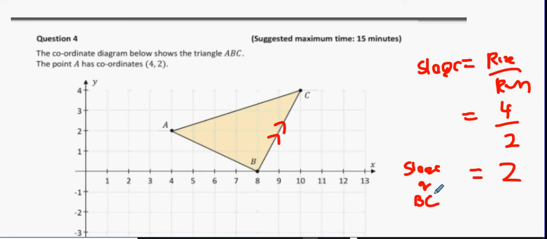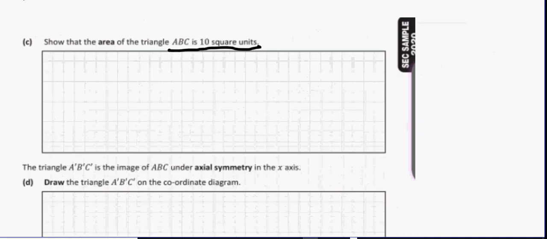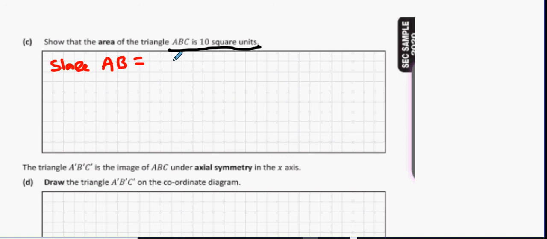Now next thing. What's the slope of AB? 2 over 4. We all know it's a negative slope, don't we? Yeah. So it's negative whatever our answer is. Down 2 across 4. Negative 2 over 4, which is minus a half. Okay, so get this. Slope of AB is minus a half. Slope of BC is 2.